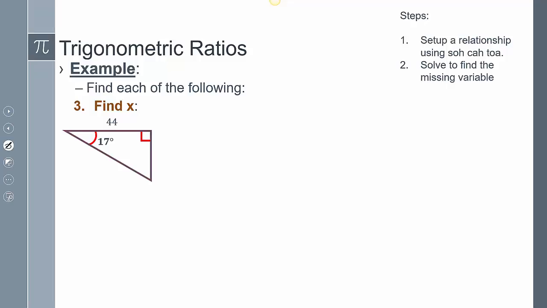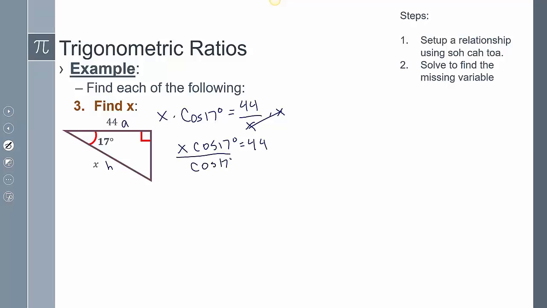Next one, I have find x, and so here's x here. I want to find that value. So from that 17 degrees, I have my adjacent and hypotenuse. So that's going to be cosine again. So I'm going to say the cosine of 17 degrees equals adjacent over hypotenuse. Now solving for x, I'm going to multiply both sides by x. So I get x cosine of 17 degrees equals 44. Divide both sides by cosine of 17 degrees. And so I'm going to get x equals 44 over cosine of 17 degrees.